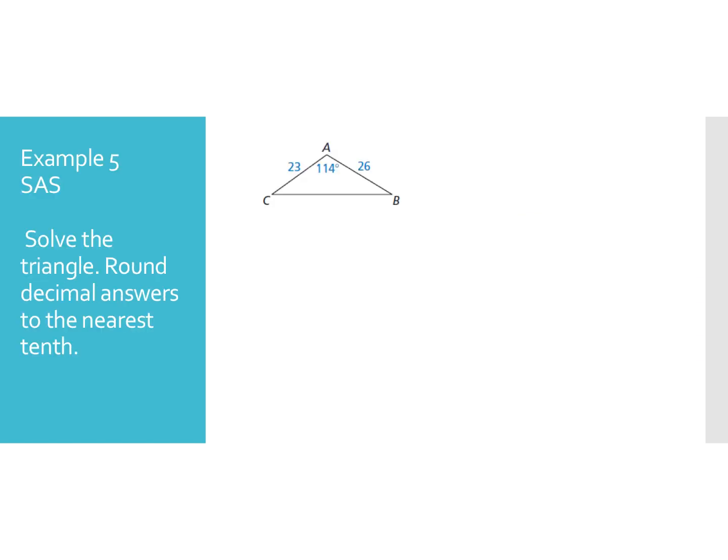They want us to solve the triangle and write decimal answers to the nearest tenth. So again, this is side A. This is, again, angle B and C. So we have to find angle B, and we have to find angle C and side A.